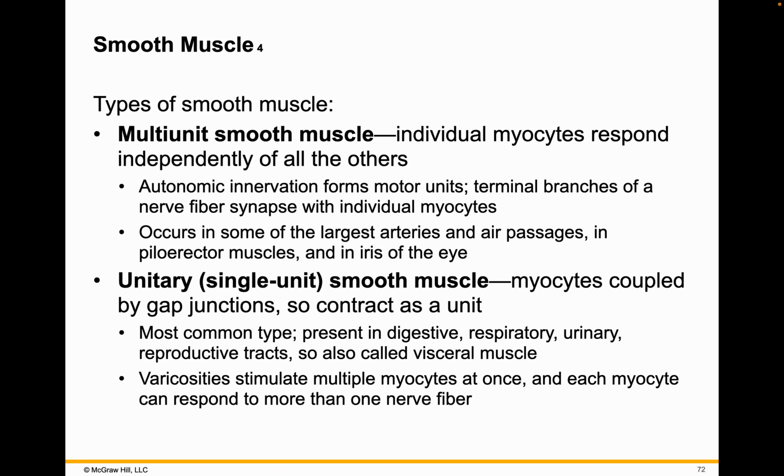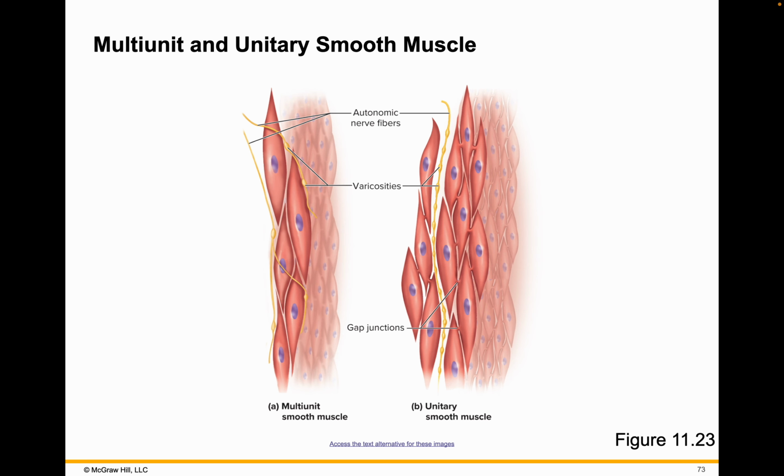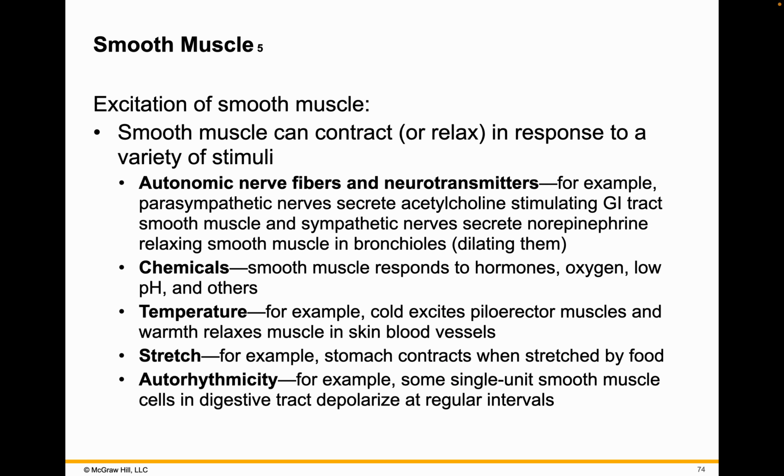There are multi-unit smooth muscle cells and unitary or single-unit smooth muscles. Individual myocytes respond independently of the others in a multi-unit. In a unitary, the myocytes are coupled by gap junctions, so they contract as a unit. Smooth muscle can contract or relax in response to a variety of stimuli.